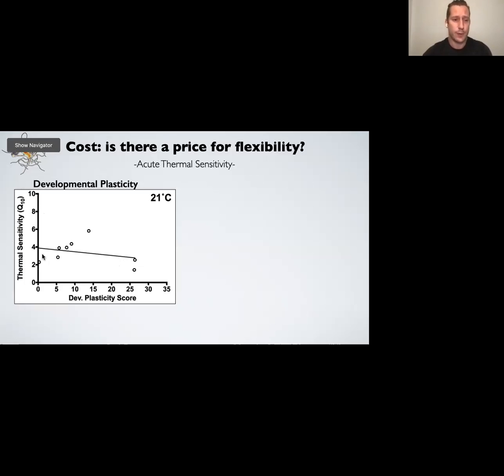Looking at another possible trade-off, I've looked here at thermal sensitivity. So this is the Q10 effect. This is how much performance changes over a 10-degree drop or increase in temperature. So having really high thermal sensitivity is bad when you have shifting environments, because that means that even if you have optimal performance at the ideal temperature, as soon as things shift a little bit, you're going to see huge decreases in performance.